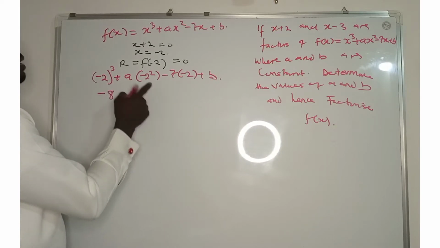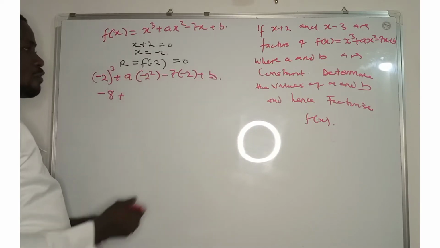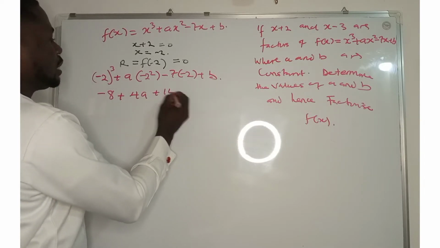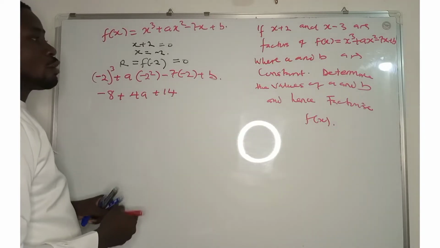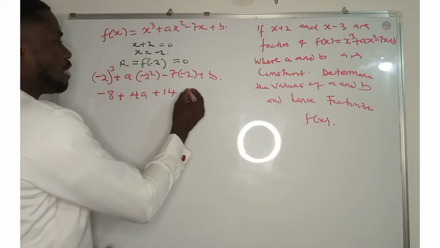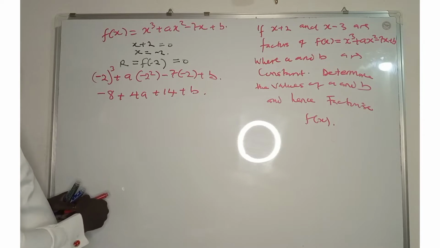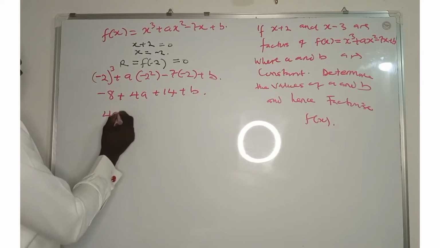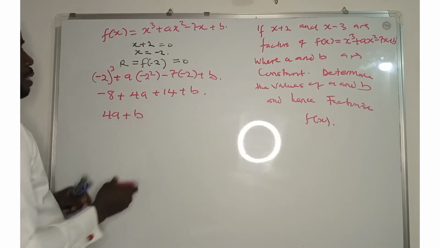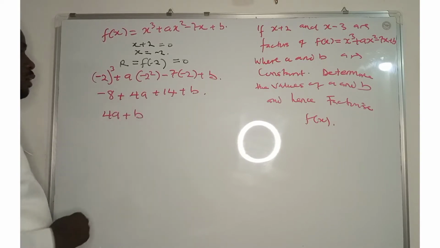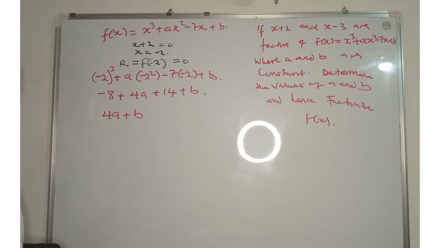Now plus a times minus 2 times minus 2, of course, that will be 4, so 4 times a will be 4a. This will give us plus 14, because minus 7 times minus 2 will be 14. Then we're going to have here plus b. If you rearrange this, of course, you know that this will become 4a plus b. Now where minus 8 and plus 14, what will be the value of minus 8 plus 14?